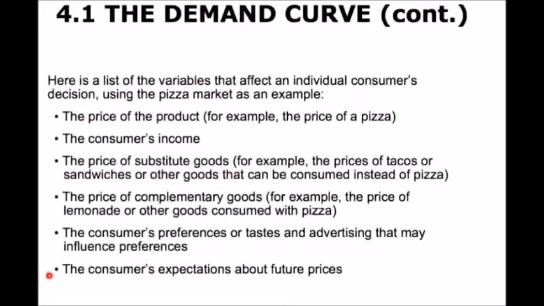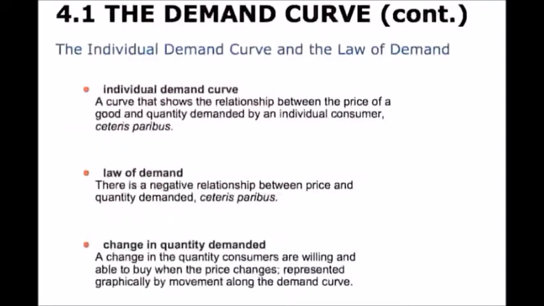Two other variables that are very important are consumer preferences and consumer expectations. And we're going to see how these different variables affect the demand curve. But what we're going to look at most specifically is the relationship between the price and the quantity demanded of a good or a service. And that relationship is going to be shown in the demand curve. So first we're going to look at an individual's demand curve, which shows the relationship between the price of a good and how much an individual consumer wants to buy.